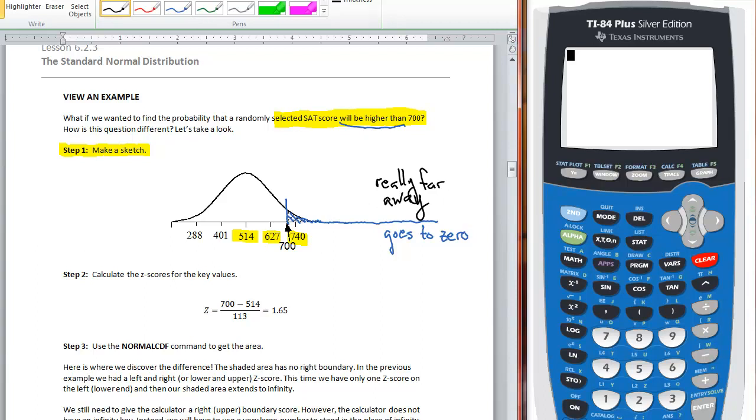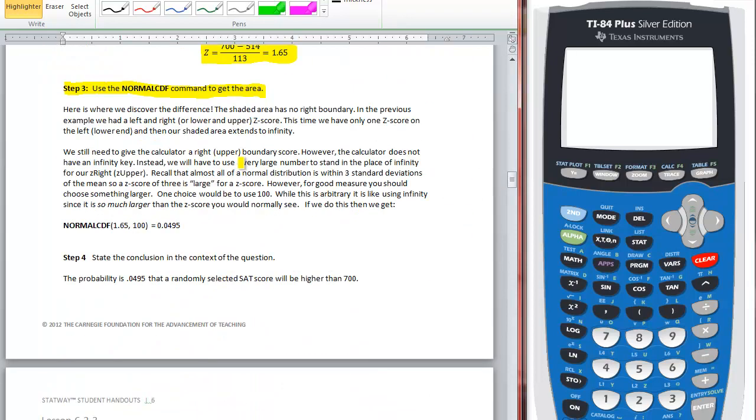Now, you calculate the z-score for the key values, but here we only have the one value, and we've calculated this several times before, so I'm not going to go into that. And we're still going to use the normal CDF command to get that area. But here's where the difference pops up. The shaded area has no right boundary. So in the previous example, we had a left and a right, lower or upper z-score. This time we only have one z-score on the left or lower end, and then our shaded area extends to infinity.